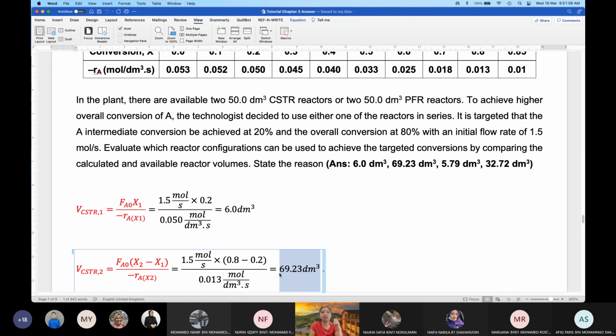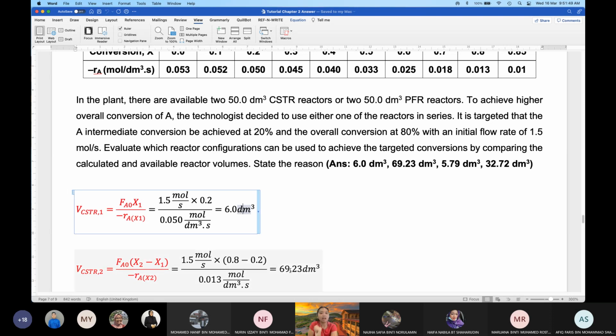Now, after you already obtain the first reactor and second reactor volumes, what you need to do is determine whether it's suitable or not to be used, right? Okay, so you have to compare with the available volume of the reactor that you have at the plant. You must remember, the volumes you need are 6 and 69. In your plant, the reactor volume is 50 and 50. Okay, so comparison, the first reactor by right you can use because you only need 6 to carry out the reaction. Your plant has 50. Okay, done. So the first reactor by right you can use the available one.